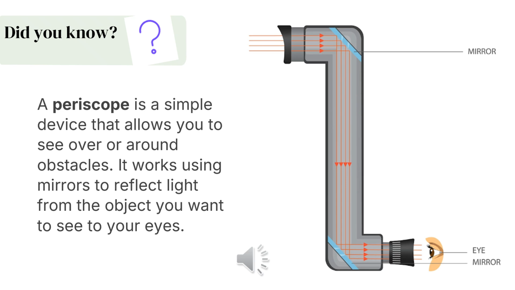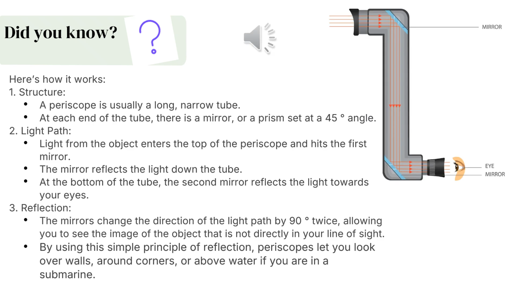A periscope is a simple device that allows you to see over or around obstacles. It works using mirrors to reflect light from the object you want to see to your eyes. Here's how it works. One, structure. A periscope is usually a long, narrow tube. At each end of the tube, there is a mirror or a prism set at a 45-degree angle.